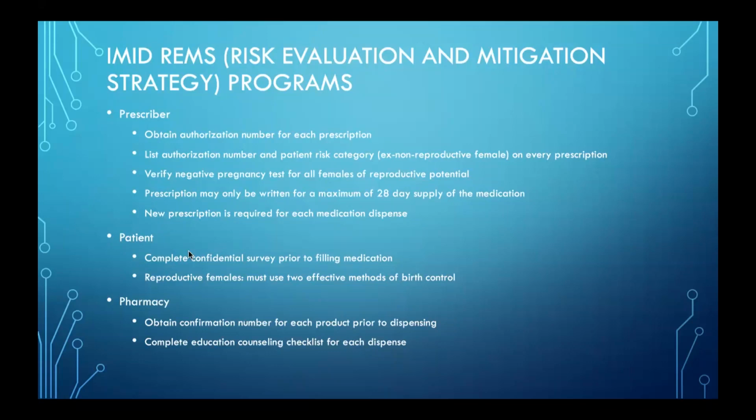From a patient side, this is also a little burdensome, requiring them to complete a confidential survey prior to filling the medication every time. Reproductive females must use 2 effective methods of birth control for the duration they're on the medication. And then pharmacies have to obtain an additional number, as well as completing an education checklist for each patient prior to every single dispense.